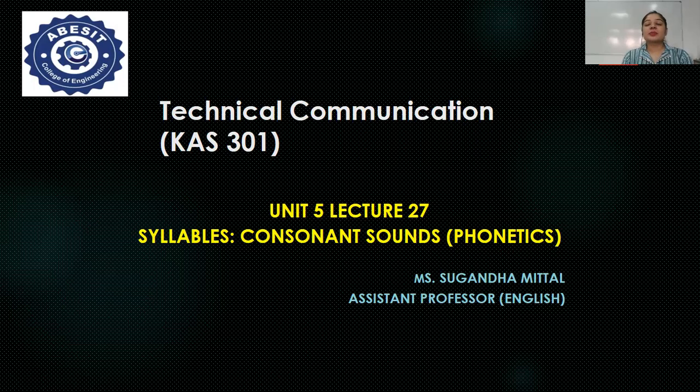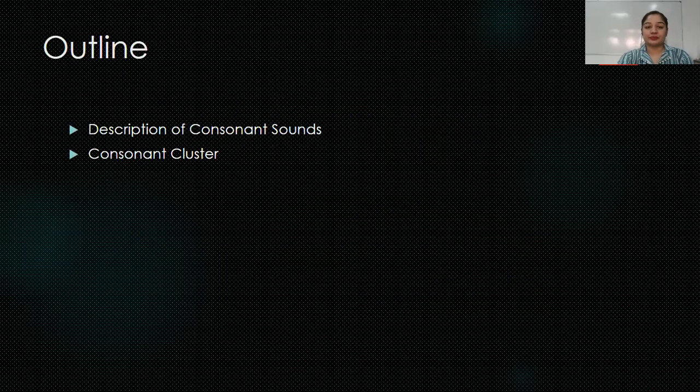Today we are going to discuss consonant sounds. If you remember, in the previous video we discussed vowel sounds. As I told you, our English language has 26 letters which have 44 sounds. 20 sounds are of vowels and the remaining 24 sounds are of consonants. So let's get started and learn the sounds and symbols of consonants.